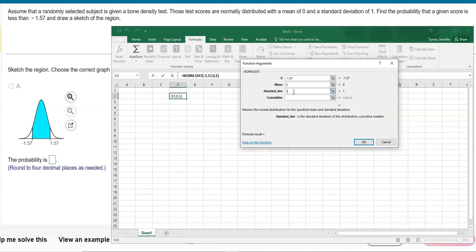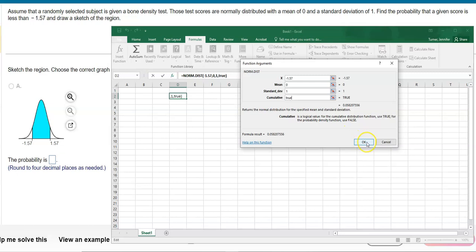Just to reiterate, in this video, the mean and standard deviation happen to be 0 and 1 for all the examples, but it doesn't have to be that way. If the mean and standard deviation were different, you just enter whatever the numbers are provided for those two values here and here, and it should work exactly the same. Finally, for cumulative, we're going to type true, because we do want to get the cumulative area, the entire area to the left of this point.